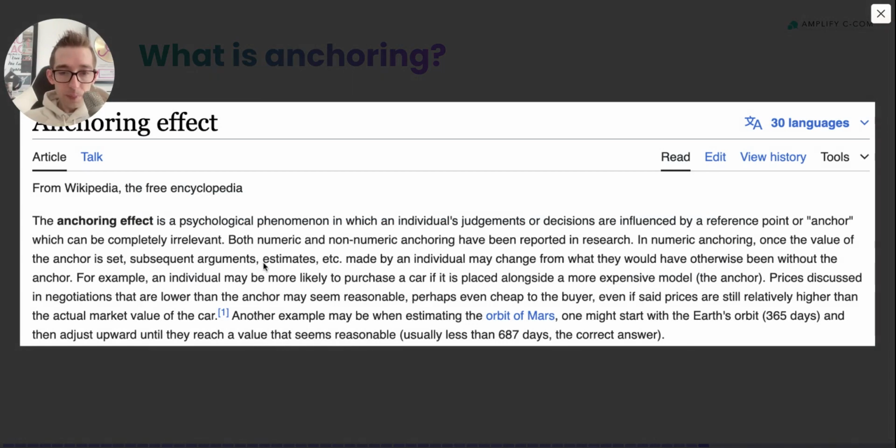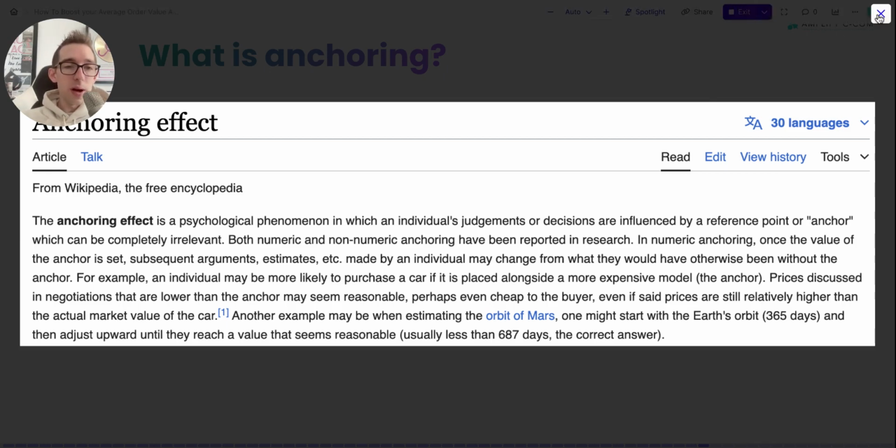If you look here, this is from Wikipedia, right? For example, an individual might be more likely to purchase a car if it's placed alongside a more expensive model, right? So if you want to sell a certain car, put a really expensive car next to it, and then put this one as a cheaper one, and it's like, well, actually, that seems like quite good value. But if you put all of them priced the same, then your brain hasn't been anchored or adjusted to that, okay?